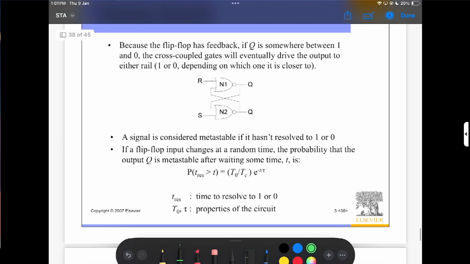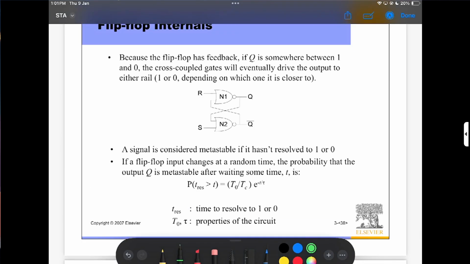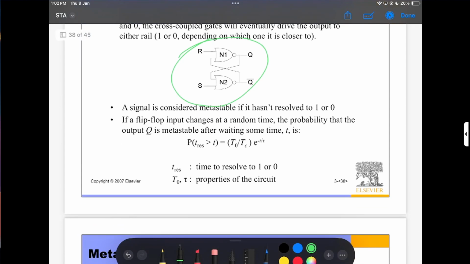Okay, this part is the same as we see in this PDF, page number 1. Basically some mismatch will happen, and this page is number 38. Let's see what is written here. If Q is somewhere in between 1 and 0, the cross-coupled gates will eventually drive the output to either rail 1 or 0, depending on which one it is closer to. A signal is considered metastable if it has not resolved to 1 or 0.